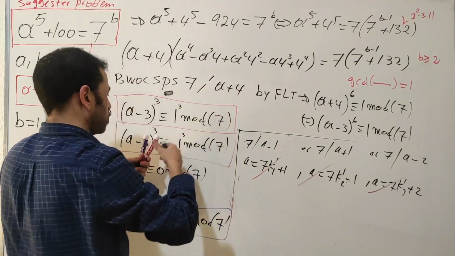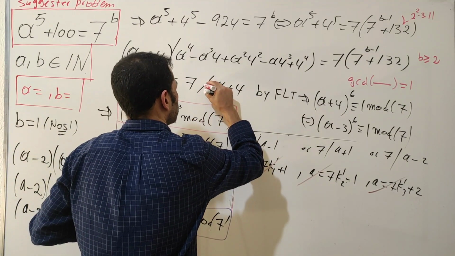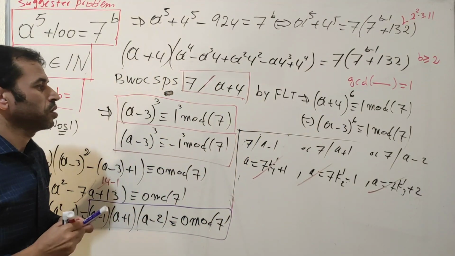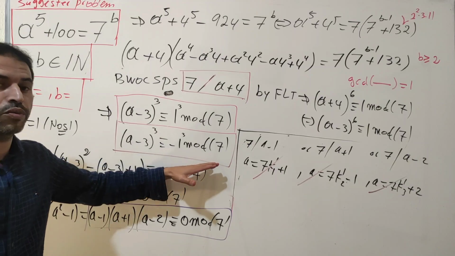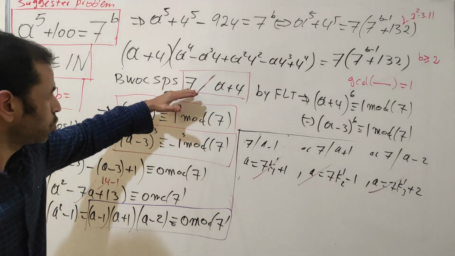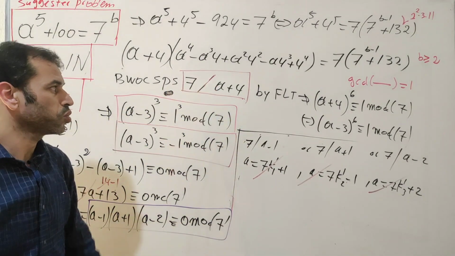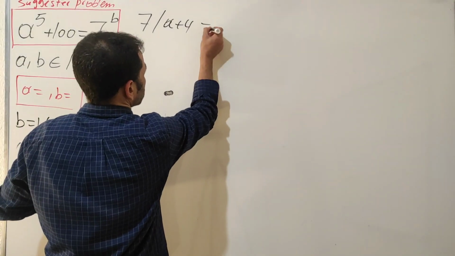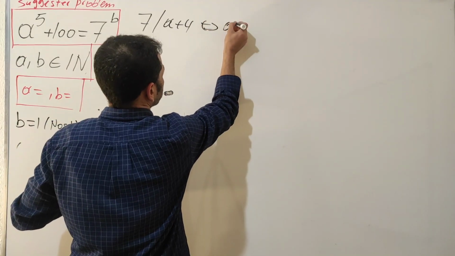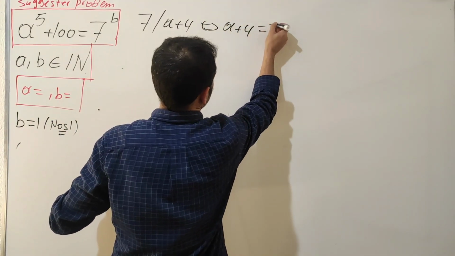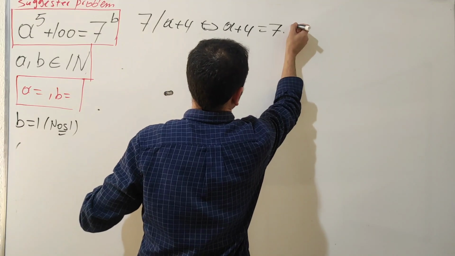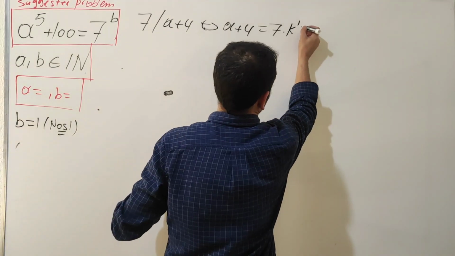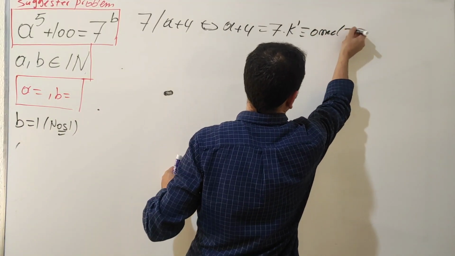Let's take this sign, replace it with this one. Now 7 divides a plus 4 by this proof that I have done here. Okay, so since we know 7 divides a plus 4, we are going to work on it. So which means, according to the divisibility statement, we get a plus 4 equals 7 multiplied by k prime, for example. Okay, so let's reduce the equation to the mod 7, 0 mod 7.